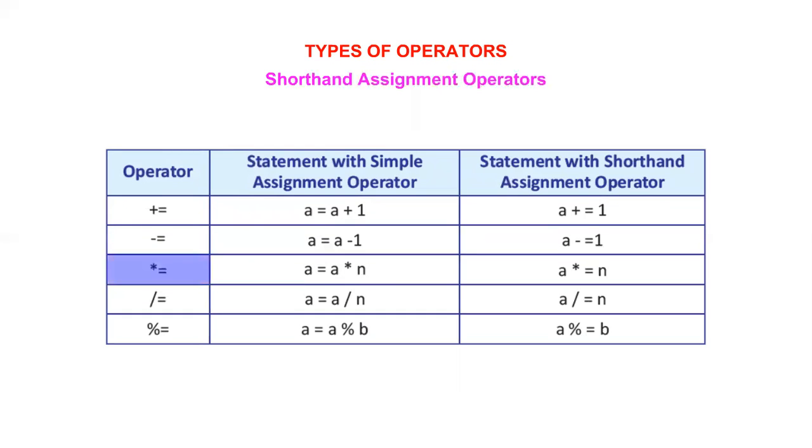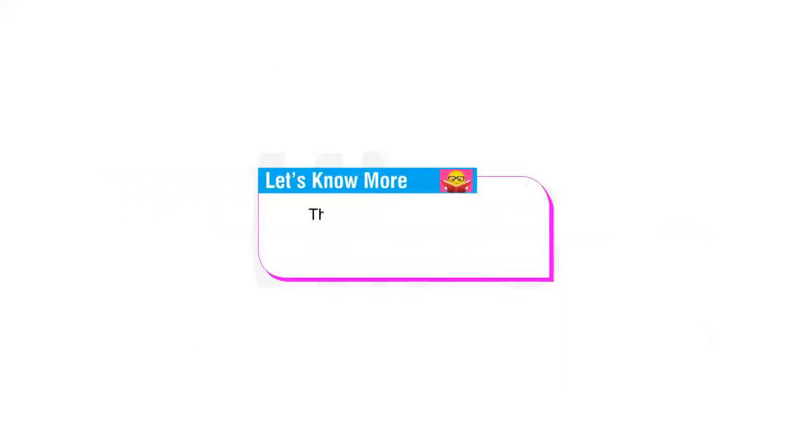Multiplication equal to. a = a * n becomes a *= n. Division equal to. a = a / n becomes a /= n. Percentage equal to. a = a % b becomes a %= b. Students, let us know more. The C program can also be compiled by pressing the shortcut key Ctrl plus F9.